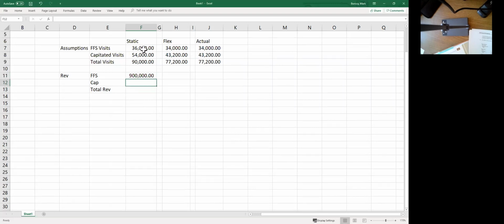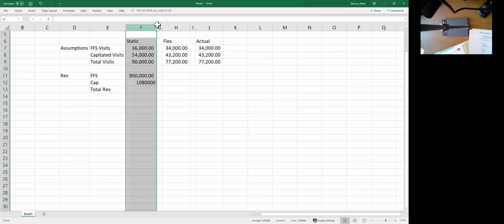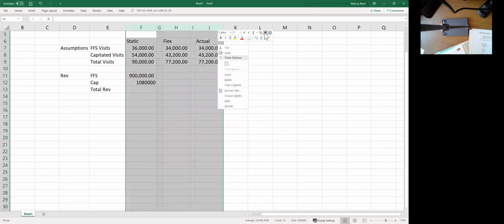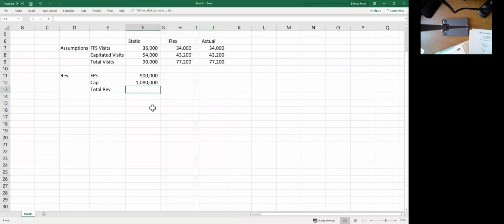And then our capitated revenue was supposed to be, so capitated revenue comes from the number of members that we have. We were expecting 30,000 members, and we were expecting to charge them $3 per member per month times 12 months. So that gives us capitated revenue of 1,080,000. So our total revenue was expected to be 1,980,000.